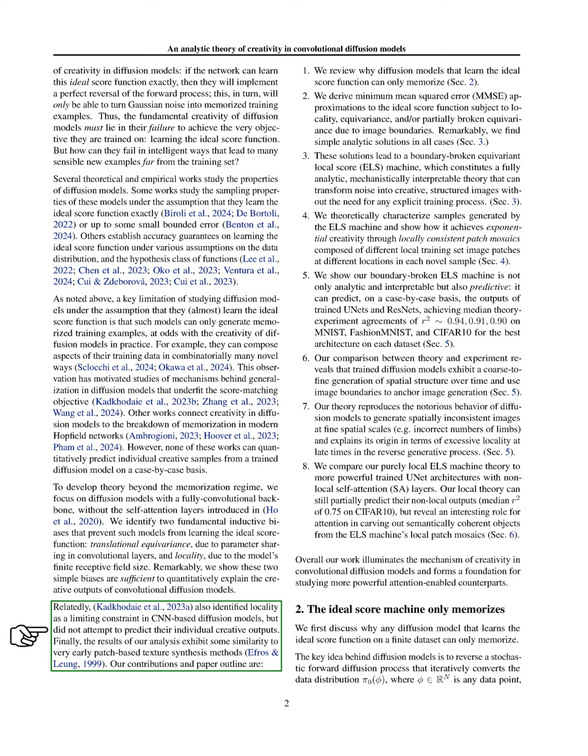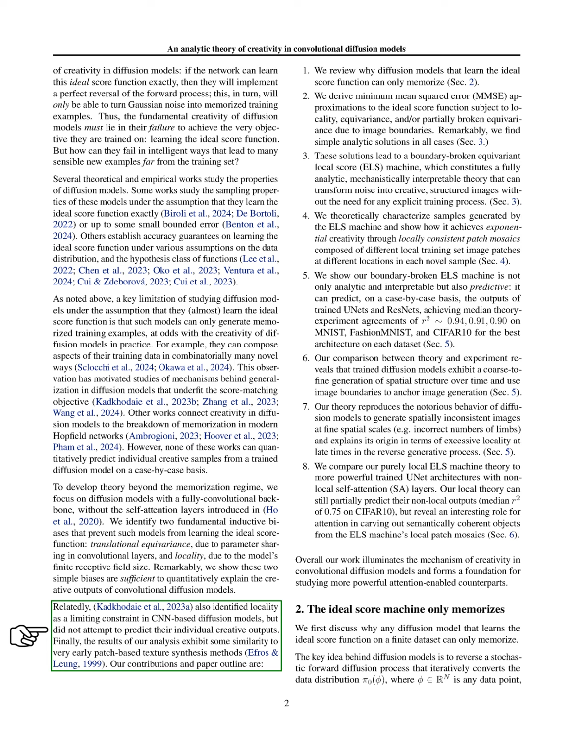Our contributions include reviewing why models that learn the ideal score function can only memorize, deriving minimum mean squared error approximations to the ideal score function under various constraints, and finding simple analytical solutions. We introduce a boundary-broken equivariant local score machine, which provides an interpretable theory for transforming noise into creative images without explicit training. We characterize the samples generated by this machine, showing how it achieves creativity through locally consistent patch mosaics from different training set images.